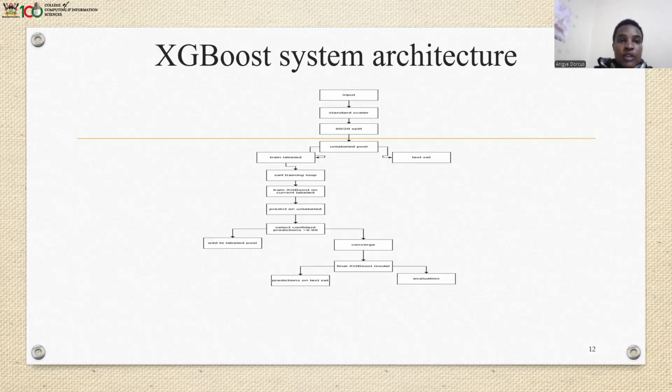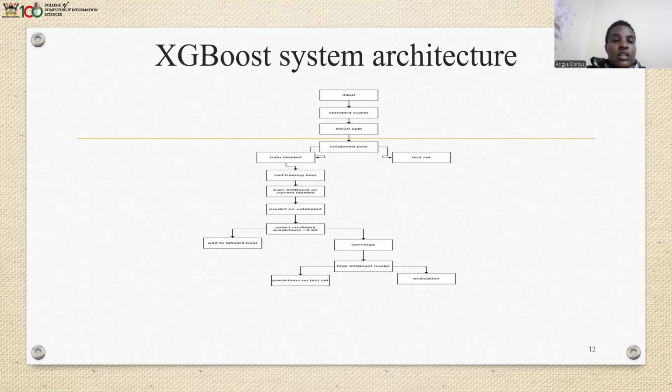Next we have the XGBoost system architecture. This one is more dynamic, an iterative process. The loop begins: we start with our initial supervised XGBoost model, trained only on the confirmed patient data. Then the pseudo-labeling step: this trained model is used to predict outcomes for the entire pool of the unlabeled data.